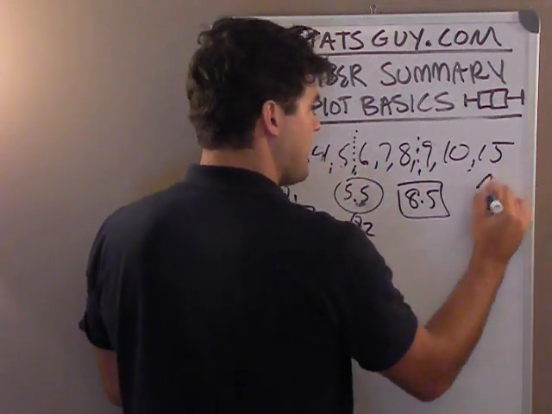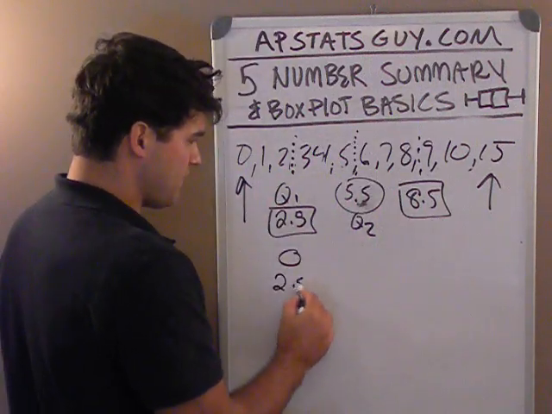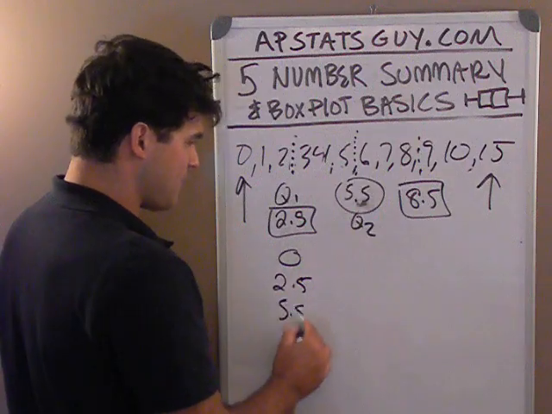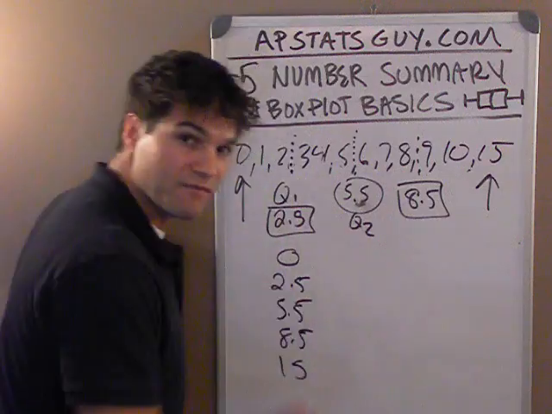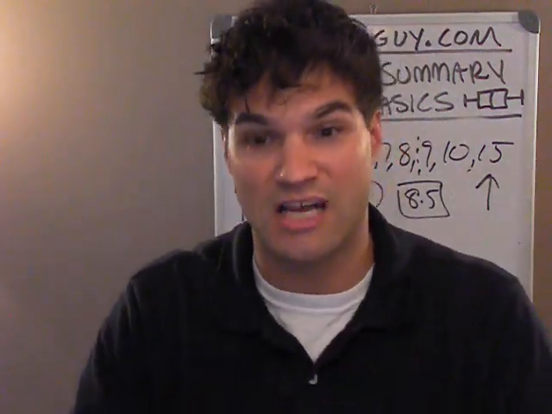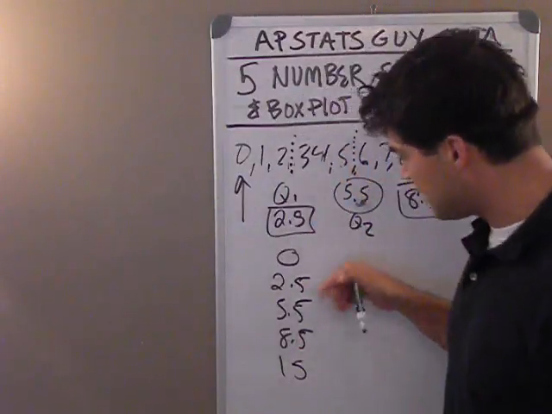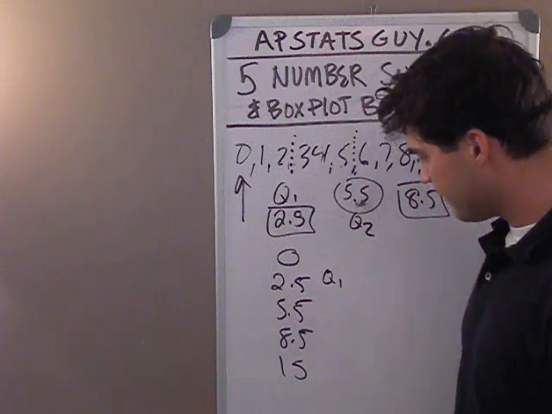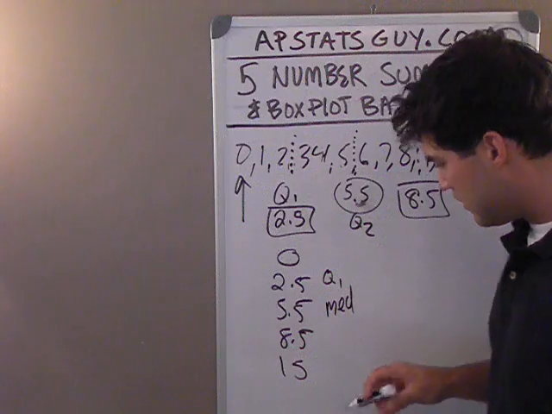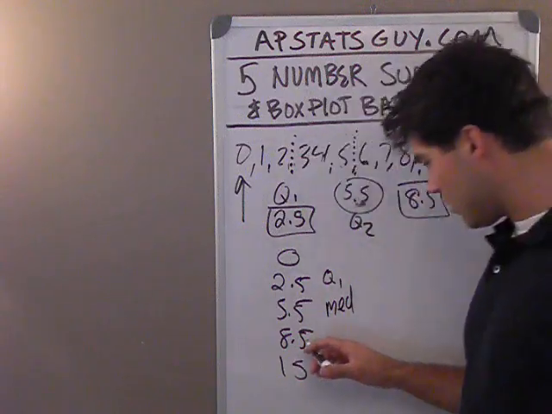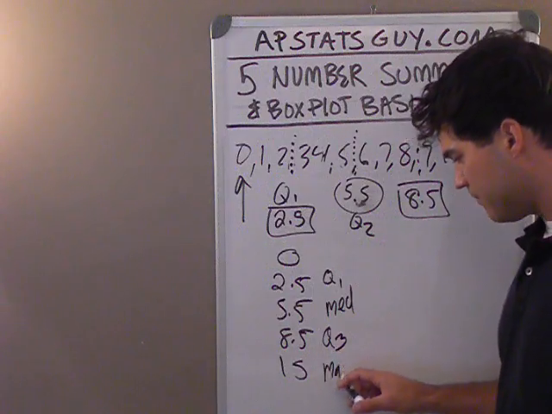8.5. Max, min. Here's my 5-number summary: 0, 2.5, 5.5, 8.5, and 15. That's my 5-number summary. The 5 numbers that split that data set up into 1, 2, 3, 4 equal-sized groups. 25% of the data values are below Q1. Half the data values are below the median. 3/4, 75% are below 8.5, Q3. They're all at the max or below.